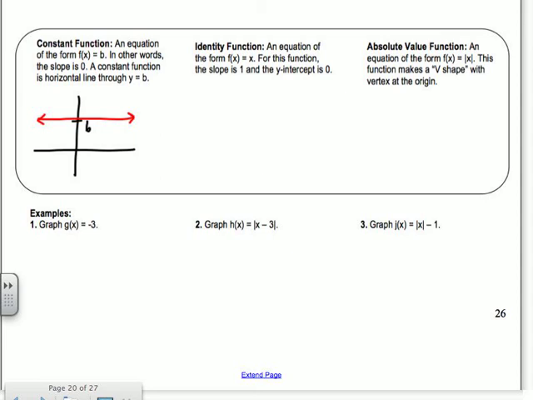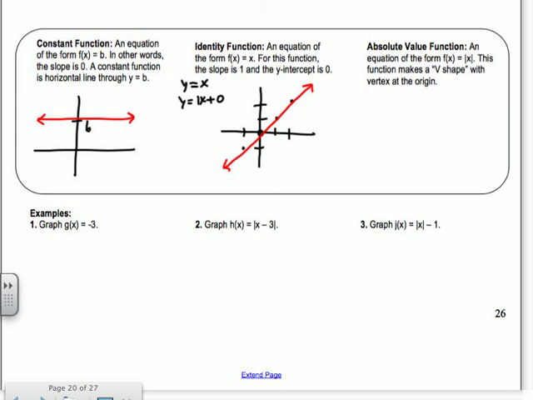Identity function, that's of the form f of x equals x. Well, if I have f of x equals x, that's y equals x, right? f of x is y. That's y equals 1x plus 0. So you go to 0, 0, you plot your first point. You go up 1, right 1. Up 1, right 1. You could also go down 1, left 1. This is what the identity function looks like.